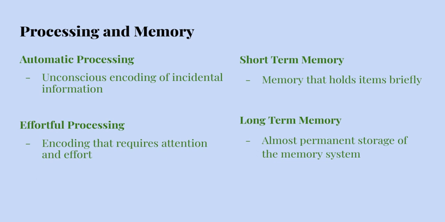And then short term memory is memory that holds items briefly. An example would be when you're staying at a hotel and you're remembering your hotel room number while you're walking to your door. But once you go back from your trip, you're most likely not going to remember the hotel number. Long term memory is an almost permanent storage of the memory system. An example would be learning how to ride a bike.